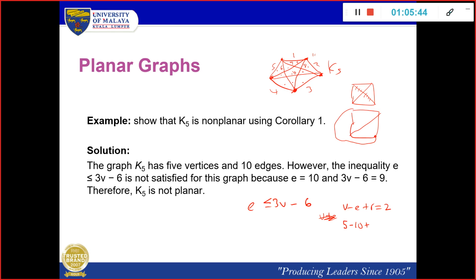3, 4, 5, 6, 7, 8, 9. Correct, 11, correct, okay. So plus 11. So 5 minus 10 is minus 5, plus 11 is positive 6. So it doesn't follow Euler's theorem.